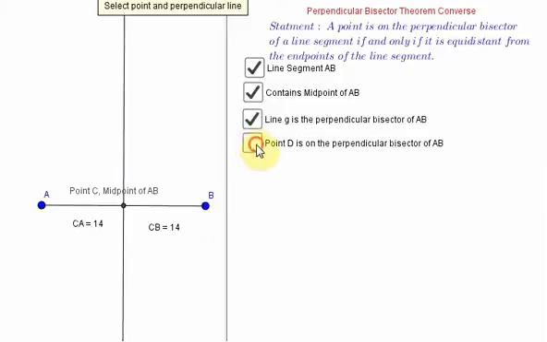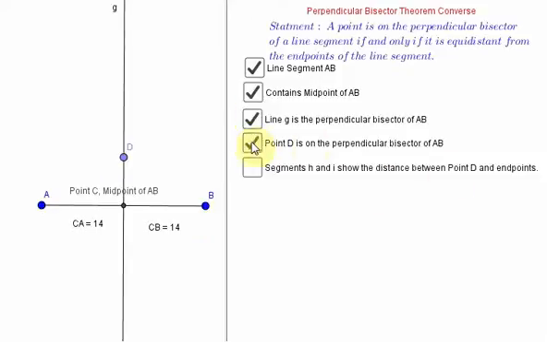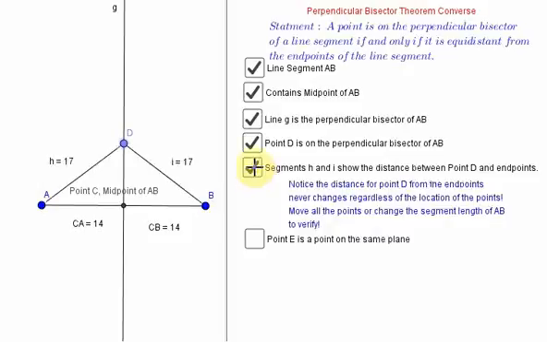And then point D is on the perpendicular bisector of AB. As we know, the perpendicular bisector passes through the midpoint, which is point C, and point D is on this perpendicular bisector. Notice that you can move this point around. Now, segments H and I show the distance between point D and the endpoints.